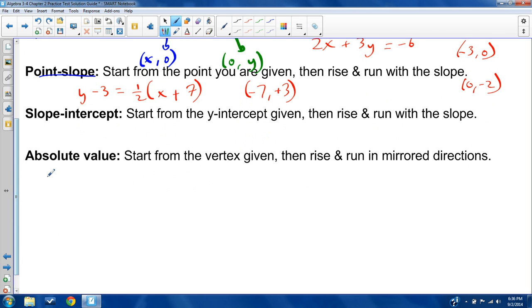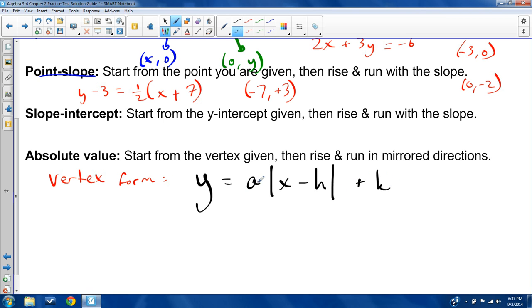Okay, absolute value. There's a vertex form that we've done, and I'm going to write that right here. I really want to do a video that's an entire thing, like another hour with absolute value in case you're totally lost on it. Here's what we're looking at. Y equals a times the absolute value of x minus h plus k. A lot of new letters here. A is kind of your slope. I also call it amplitude or stretch factor.